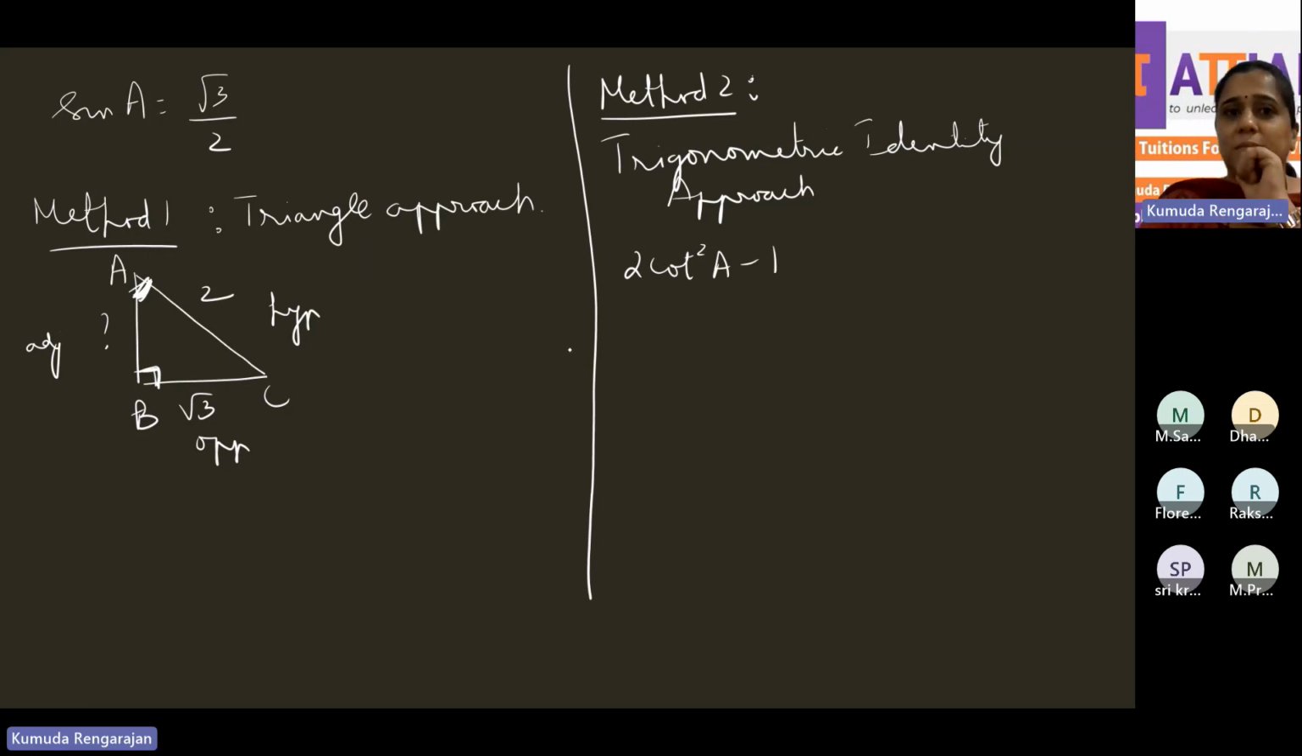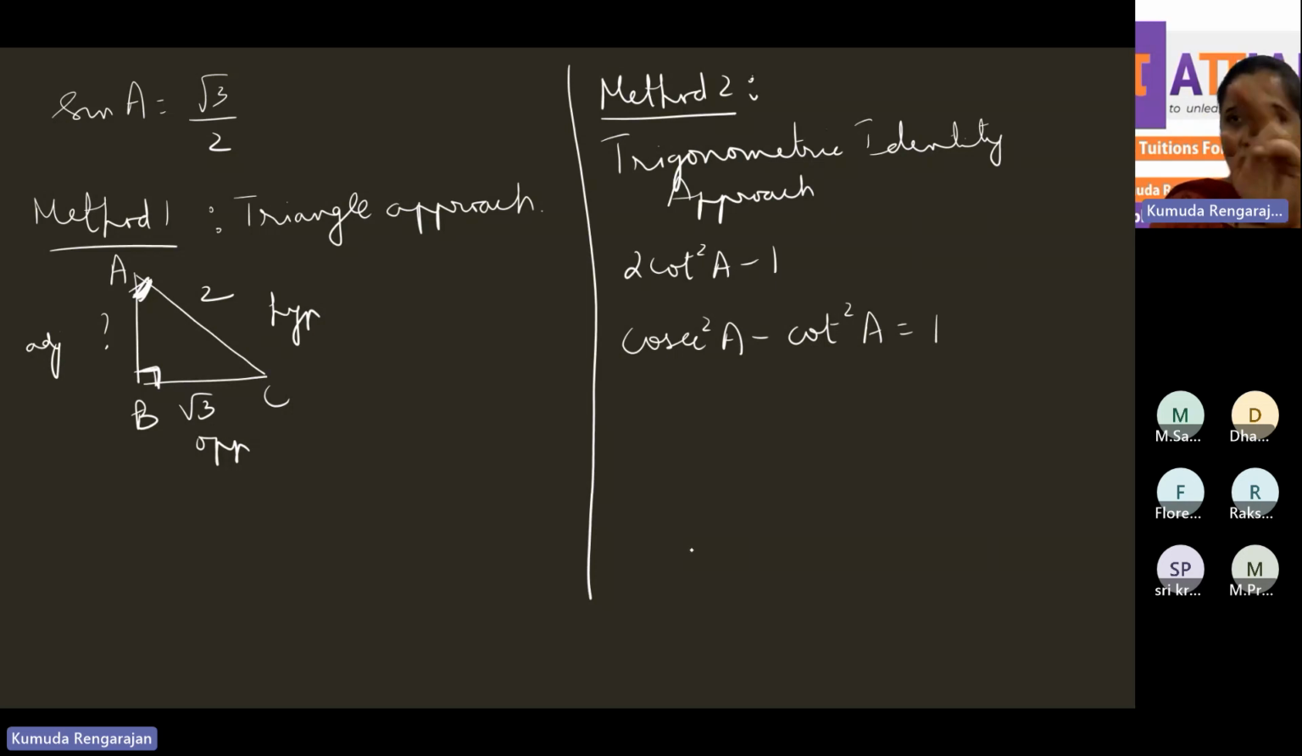Trigonometric identity approach. You have sine A, but you should find cot A. So you should use an identity: cosecant square A minus cot square A is equal to 1, because you can find cot from this. In the 3 identities, one of them will definitely help you. From this, we should find cot square A. But we need cosecant square A then. We don't have cosecant square A, but we have its reciprocal, sine A.